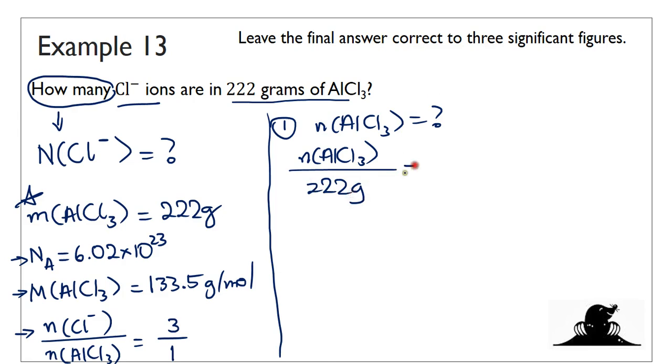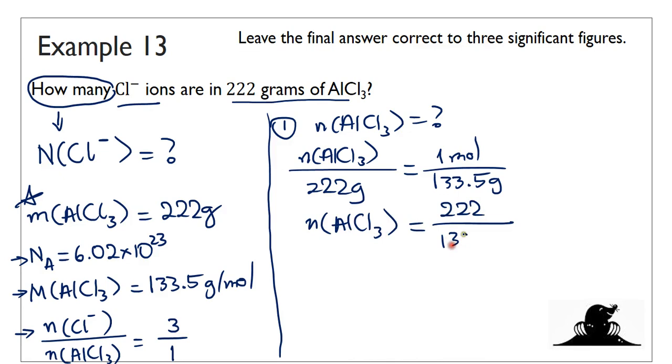Okay, so the number of mole of aluminium chloride, which is the unknown here, over 222 grams, which is the mass of aluminium chloride, is going to be equivalent to 1 mole over 133.5 grams. So this is the molar mass of aluminium chloride. This is the conversion factor. So the number of mole of aluminium chloride is going to be 222 over 133.5. So that is equal to 1.66. Once again, don't round, use the exact answer. Even though I just wrote 3 significant figures here, I'm not going to use 1.66. I'm going to use the number in my calculator, which is 1.66292, and so on.